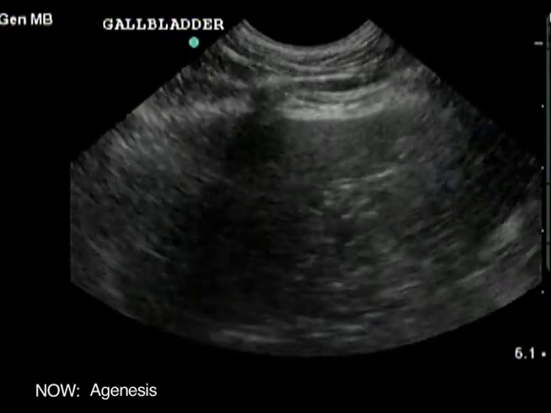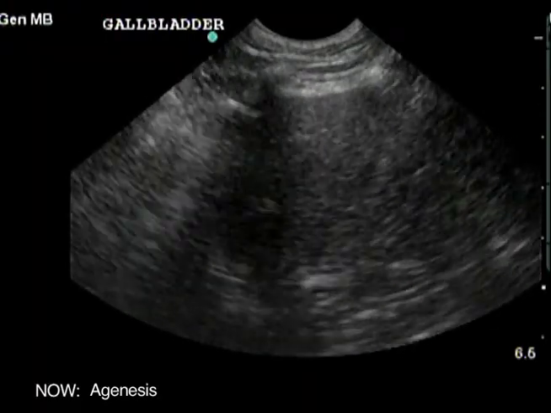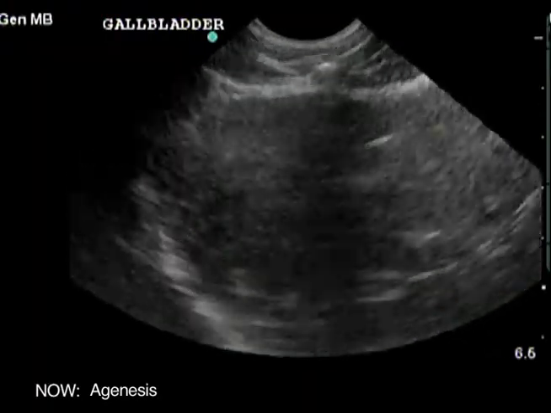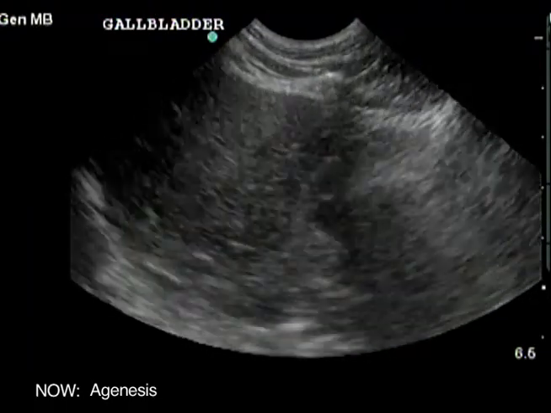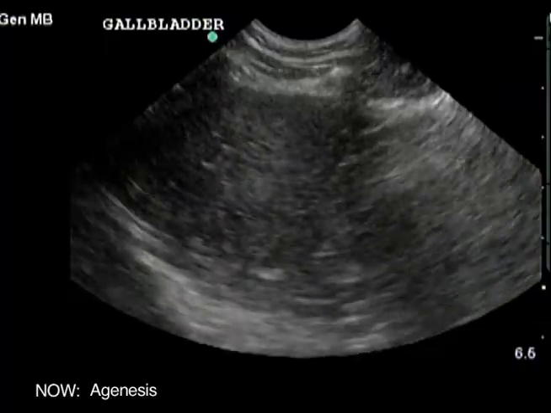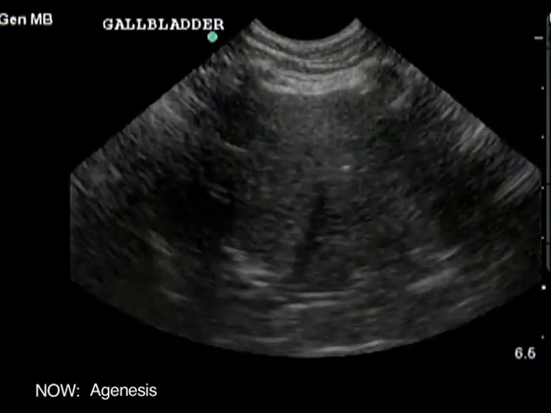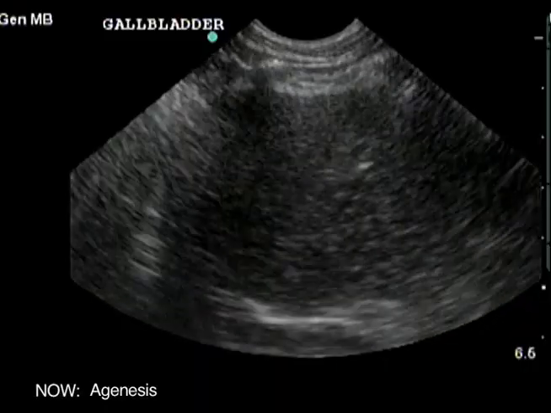Occasionally, an animal is born without a gallbladder. It simply did not develop. This video is from a 10-year-old spayed female beagle with daily vomiting of yellow bile for 2 months. There were mild elevations of ALT, GGT, and total bilirubin.